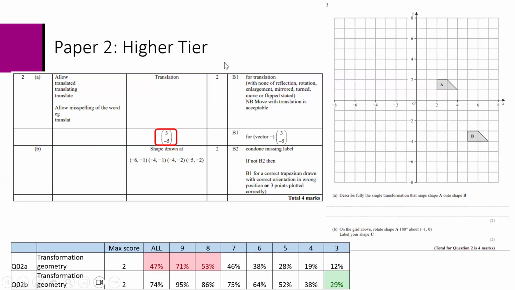So the examiners are very generous with a lot of things on the paper. For the translation, they allow translated, translating, translate. They allow a misspelling of the word translate. For instance, with your foundation tier students, if we're asked to name a shape, as long as the intention is clear, even if it's not spelled correctly, the examiners are very generous. But there are certain bars that students should meet. One of them is, on translation questions, using vector notation, please. I think that's probably a key, easy one that we can take back to our classrooms.